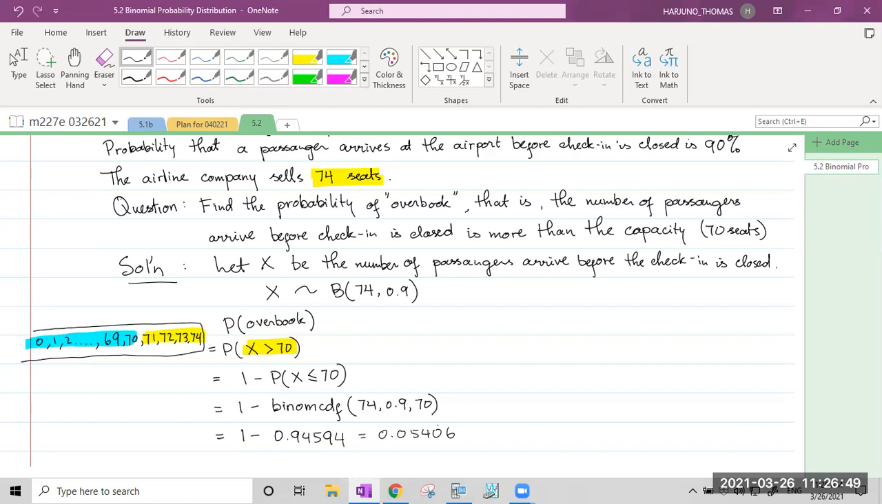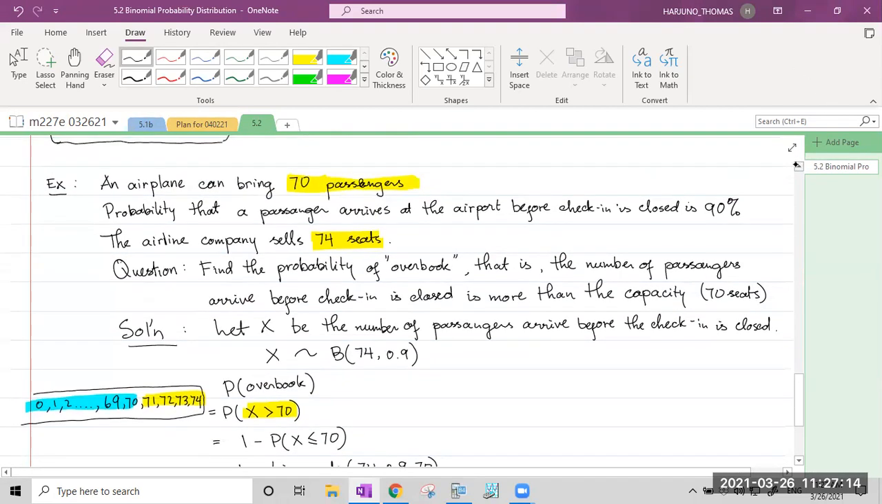So I guess 74 is a good number. Yeah, if you want to reduce this to be even less than 5%, then you only sell 73 seats. But then you may have more cases of empty seats. Okay, I hope this explains scientifically why some airline companies actually sell more tickets than the capacity they have. That explains why, for example, when we open the classes, the number of seats is supposed to be only 40, but when we open the class the first time, we make it up to 45.